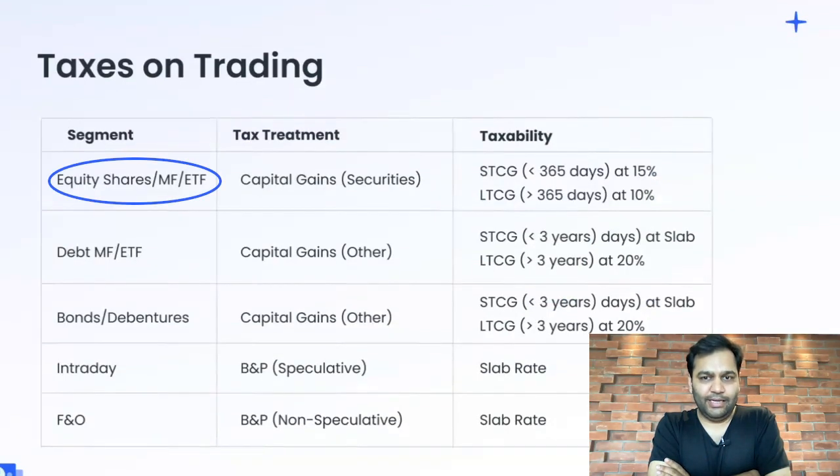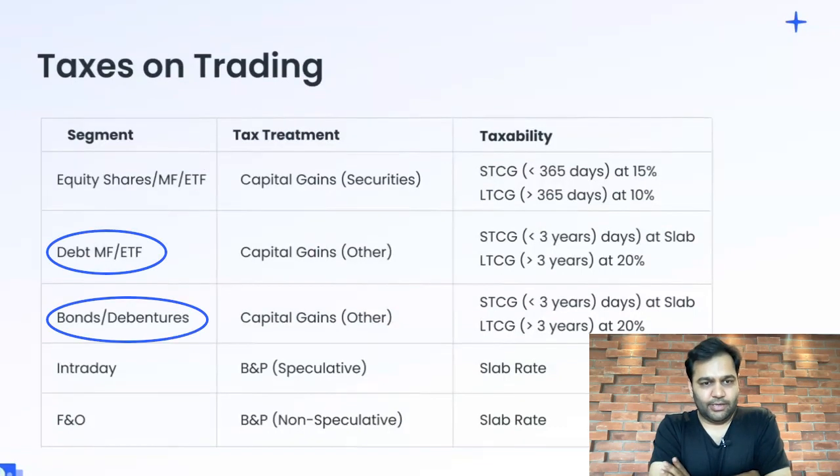Any equity shares, MFs, ETFs are covered under securities capital gains. If you hold them for more than 365 days, it's considered long term. Less than 365 days, short term. Long term is taxed at 10%. There is a 1 lakh base exemption under 112A, and short term is taxed at 15%. Similarly, for debt instruments, right, bonds, debentures, also mutual funds and ETFs which have debt asset allocation, greater than 3 years is considered long term, less than 3 years is considered short term. Long term is taxed at 20%, and short term is taxed at slab rate.